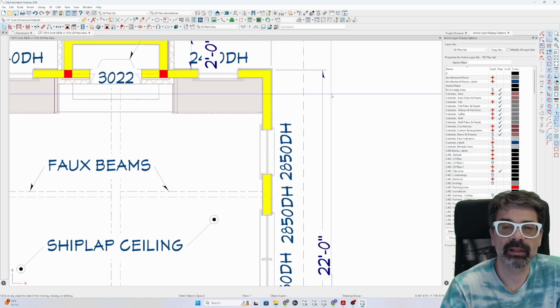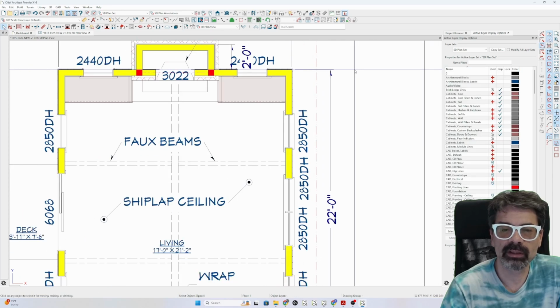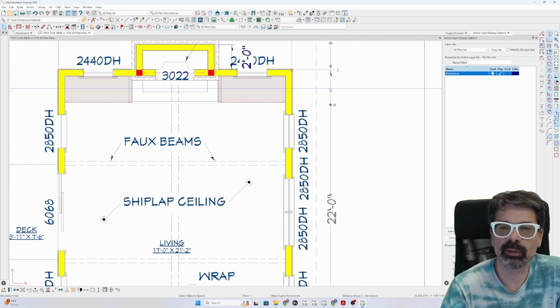Cool new tip there. I don't think I recall seeing that in any of the webinars, that the dimension now highlights the object that it's connected to.